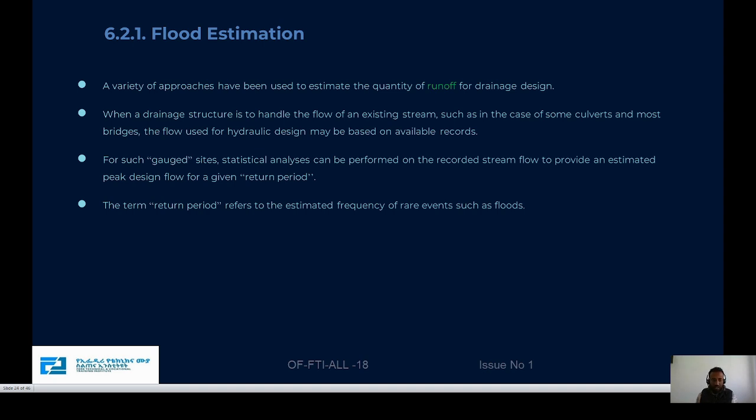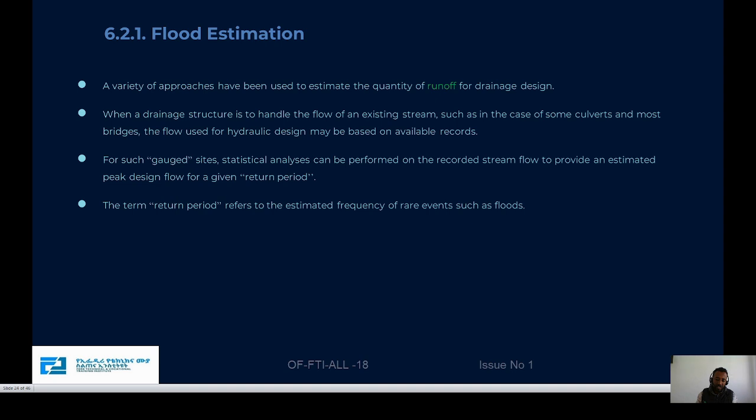The past flooding history is also very important for gauging and also return period. So return period means the frequency of the event that will be coming. So for example, we have collected the information. The return period of the flooding will be 25 years. So we design with 25 years. We have considered 100 years.